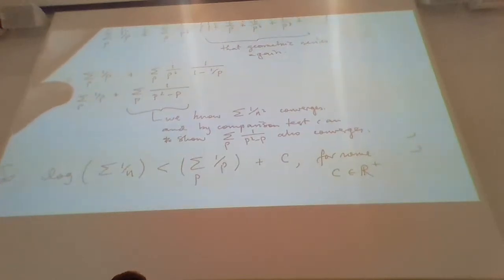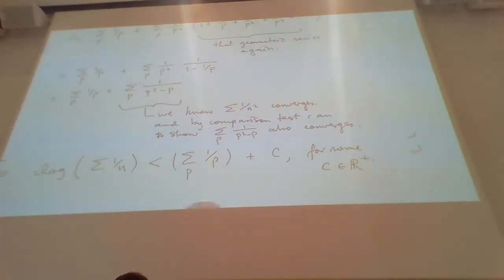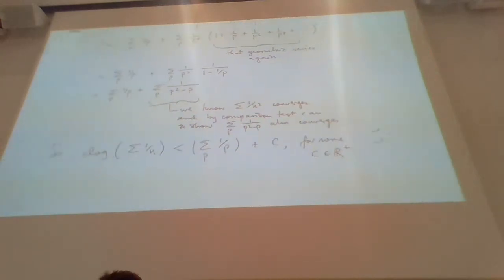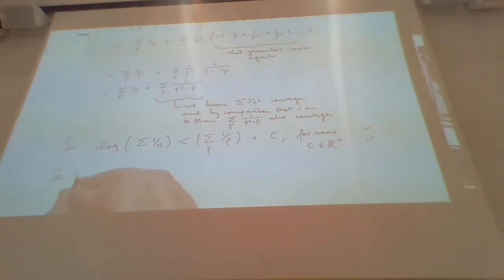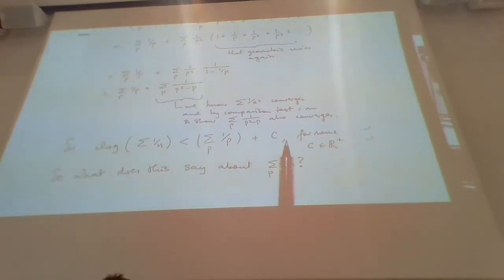Okay, any questions? I still haven't finished off the conclusion. But so what does this say about the sum of 1 over p? If the sum of 1 over p was convergent, that means this sum would just have some fixed value, whatever the limit of the sum is. So what we'd be saying is that the logarithm of the harmonic series is bounded above.